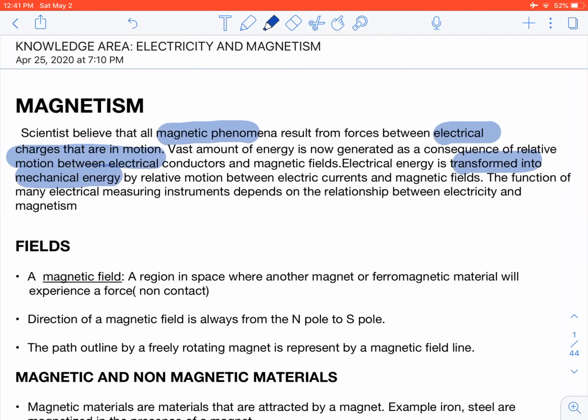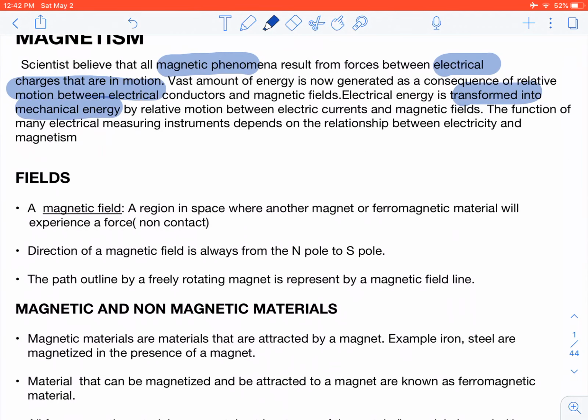Now we're going to look at fields. We're going to look at the magnetic field, we're going to look at the electric field, and we're going to look at the gravitational field. Firstly, we're going to look at the magnetic field and what the magnetic field is and how it is represented. We'll go through that.